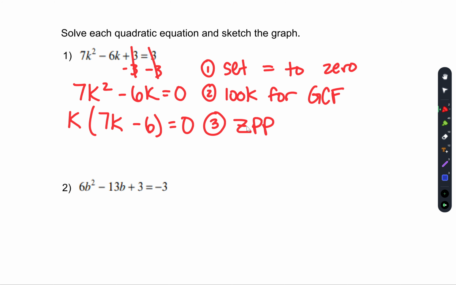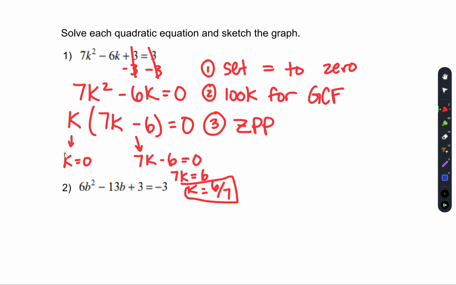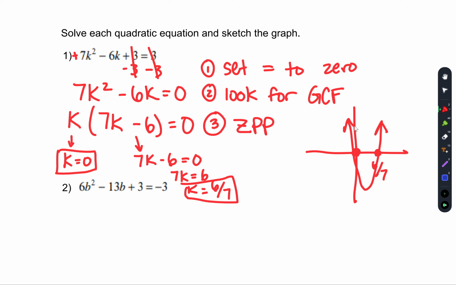Okay, ZPP says I set each piece that has a k equal to 0. So this guy, k equals 0. This guy, 7k minus 6 equals 0. And I got 2 solutions. Let's really quickly graph that. It's positive, so I know that my parabola is going to open up. There's my roots. And we're good.